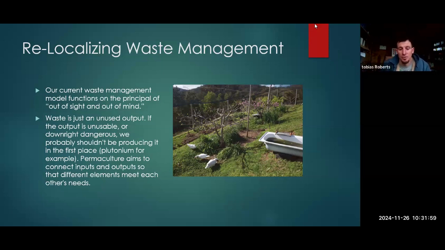Permaculture. A couple months ago, we did a class on permaculture principles. It aims to connect inputs and outputs so that different elements meet each other's needs, right? One of the ideas that comes from permaculture is that in the natural world, there is no waste, right? Nothing is wasted. Everything is recycled. One person's waste is another person's treasure.